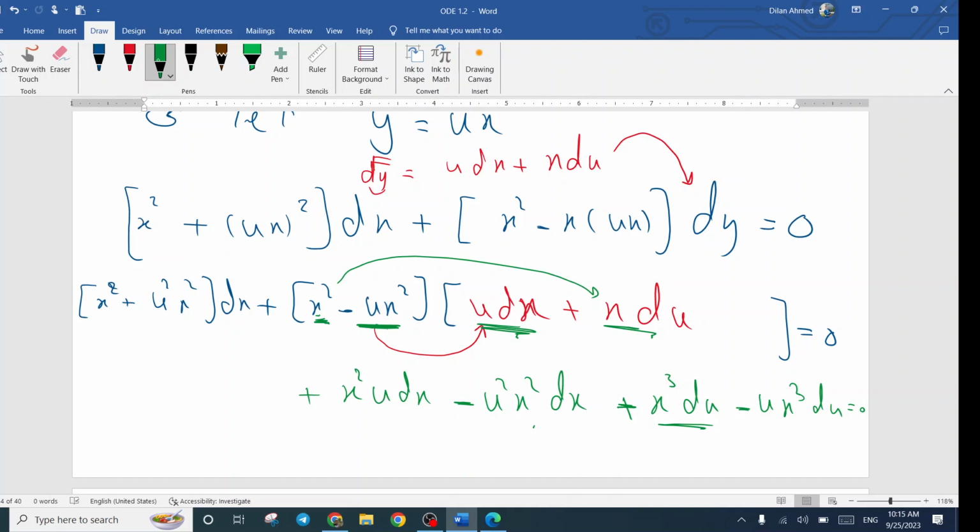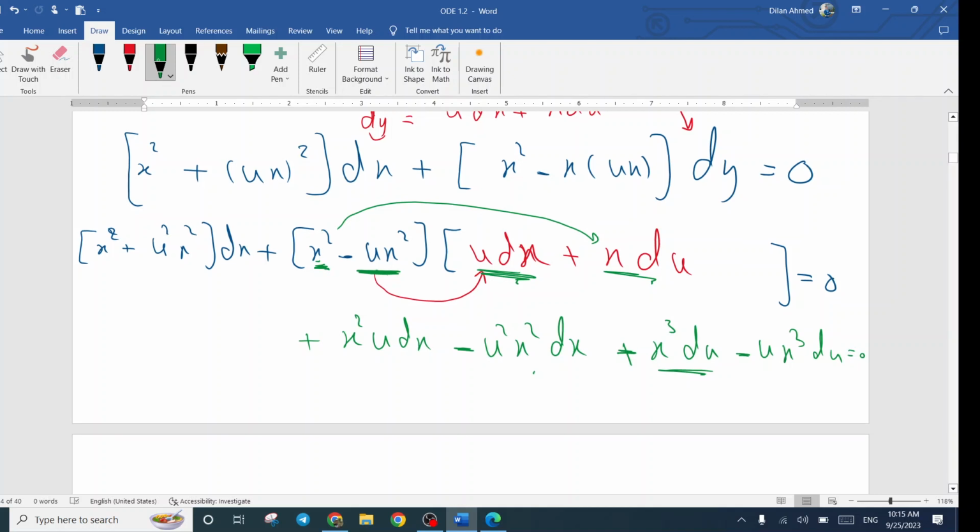Do you agree with me? Good. So here is x squared u squared x squared dx.